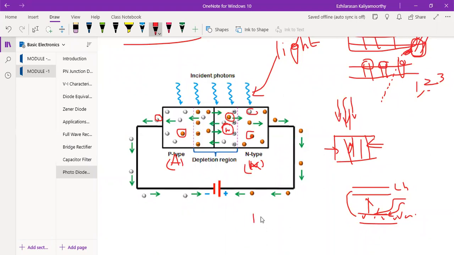As the light increases, the current also increases. Light means the intensity: as the intensity of light increases, the current also increases.